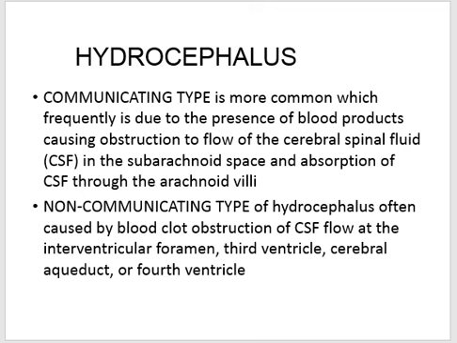Hydrocephalus may be of the communicating type, which is more common and frequently is due to the presence of blood products causing obstruction to flow of the cerebrospinal fluid in the subarachnoid space and absorption of CSF through the arachnoid villi. Or it may be of the non-communicating type, often caused by blood clot obstruction of CSF flow at the interventricular foramen, third ventricle, cerebral aqueduct, or fourth ventricle.